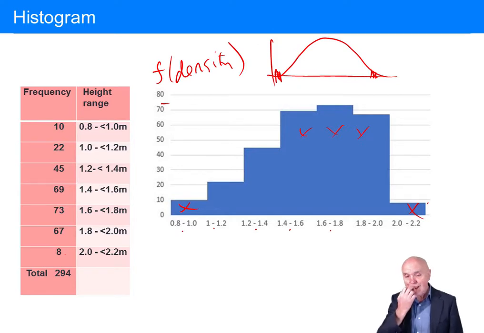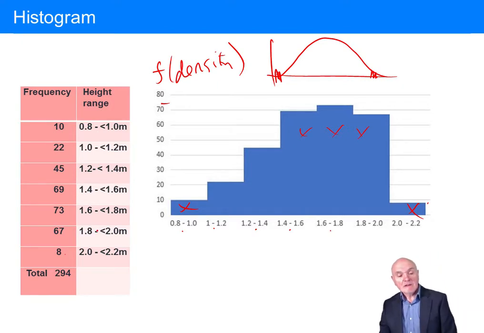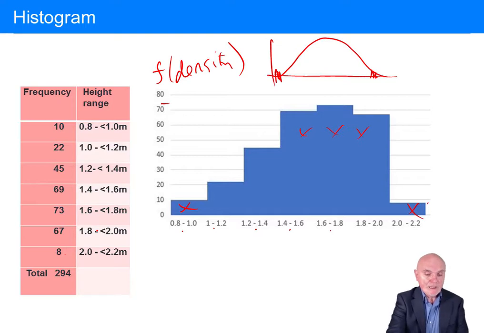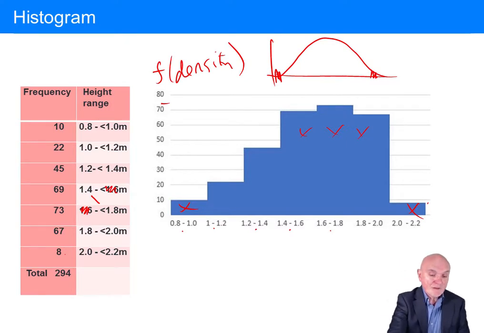Now, something which is tricky with histograms is if you don't have these on even intervals. For example, if we were to combine these two, instead of having 1.4 to 1.6 and 1.6 to 1.8, we were to say, let's make it an interval twice the size, 1.4 to 1.8, then we'd have to lump these two together. So we're going to have 69 and 73, which is going to be 142, I think, in there.